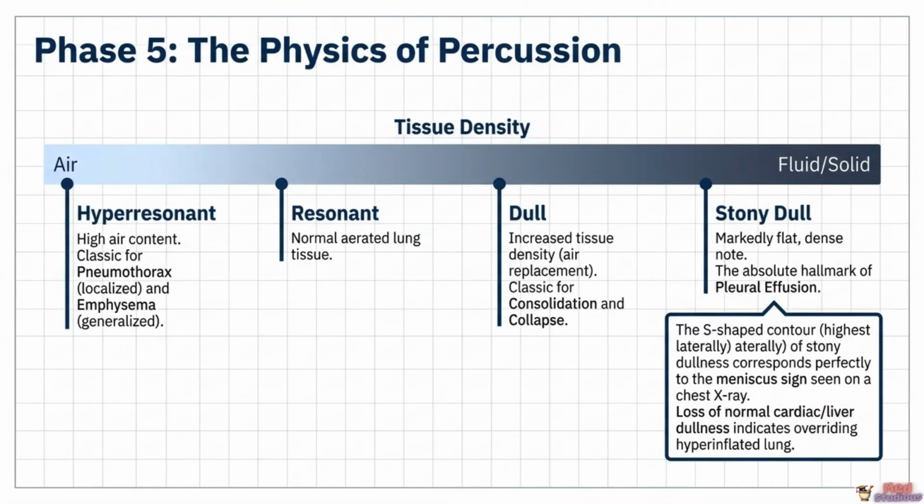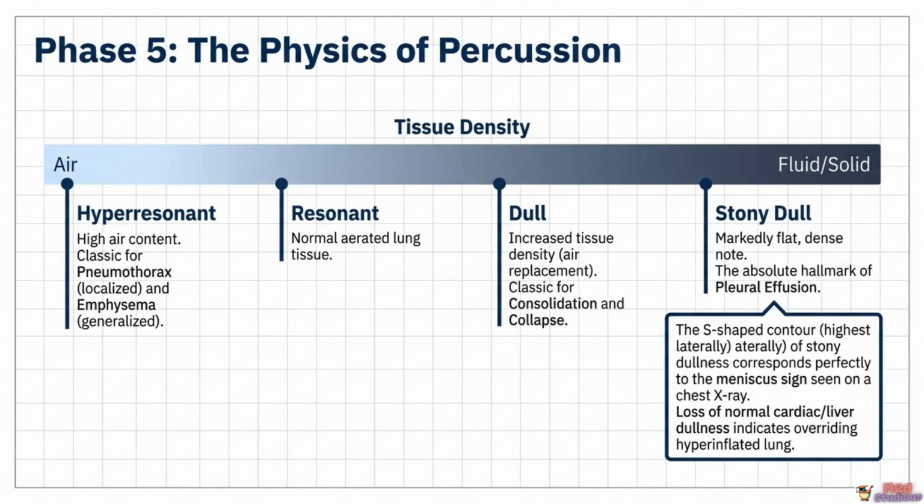Percussion translates the underlying tissue density of the chest directly into an audible sound, and visualizing this as a single continuous spectrum makes the findings far easier to apply correctly. At one end of the spectrum lies hyperresonance, reflecting high air content, and this is the classic finding in pneumothorax when localized, or in emphysema when generalized throughout both lung fields.